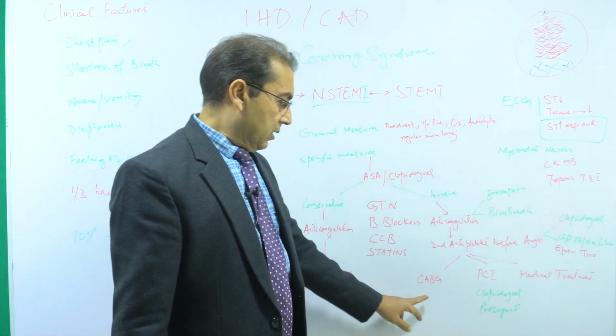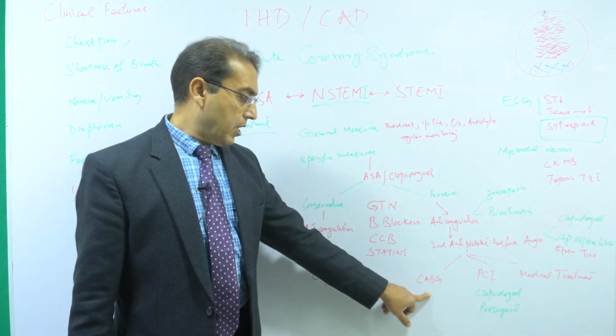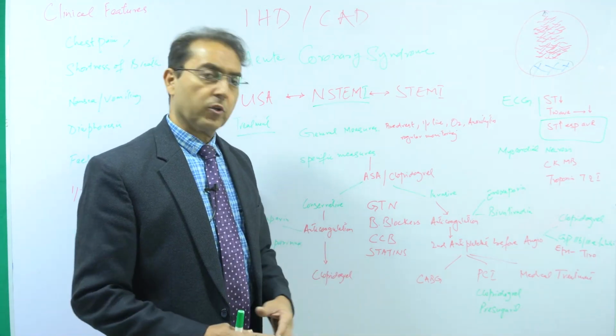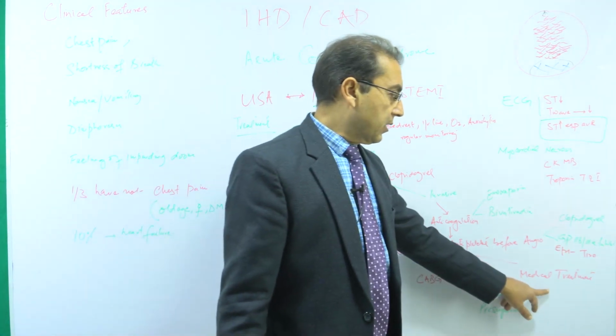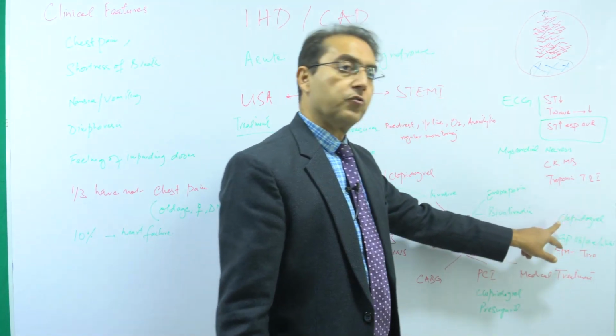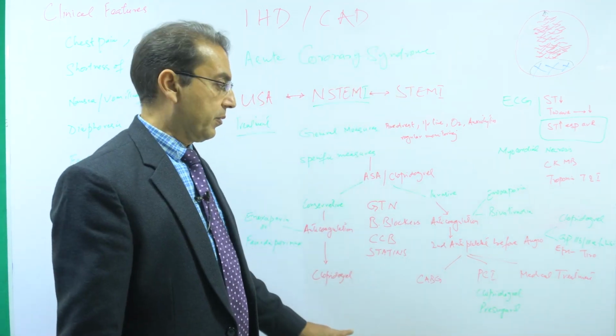If the patient has to be treated with coronary artery bypass grafting, the patient can be shifted to theatre, and depending upon the circumstances, a CABG can be arranged. And if the patient has to be put on medical treatment, the second antiplatelet which we added can be removed and the patient can be put on the subsequent follow-up treatment.